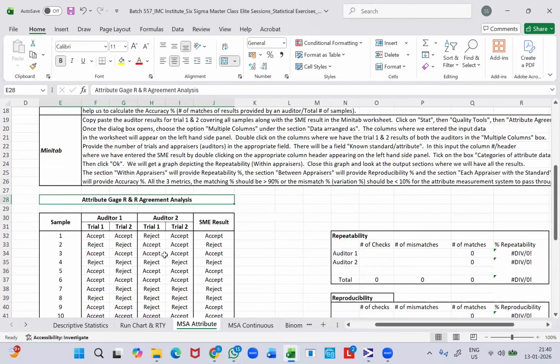So these are the trial 1 and trial 2 results that we have collated for both auditor 1 and auditor 2. And apart from the auditor-provided results, we will also collate what is called the subject matter expert result, the SME result, right? So whatever the measurement metric, there has to be some kind of a reference value which we need to trust. Only if we have the reference value, we will be able to validate whether the measurement value that we have measured is correct or not.